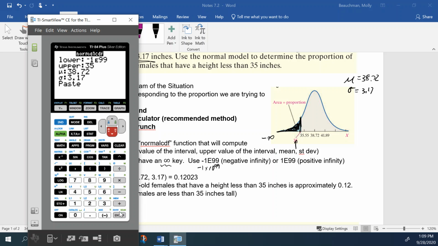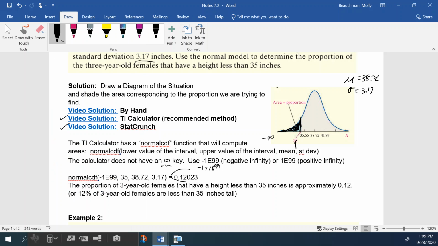Then we want to paste, and we get an area of 0.12023. So that's this value. So we have to use the calculator to find the areas.